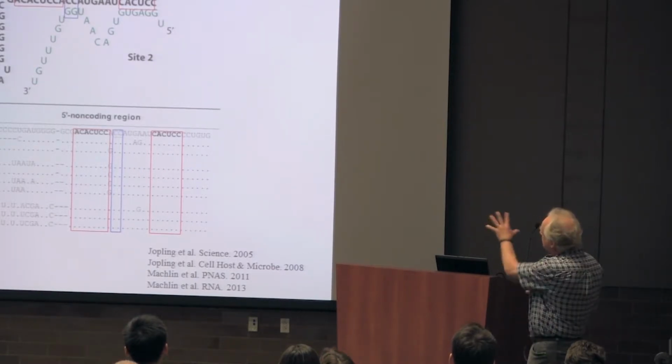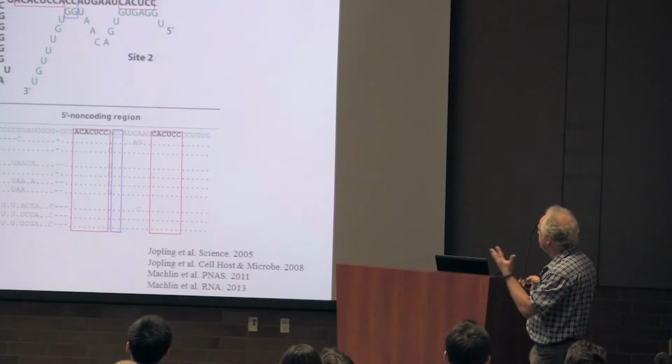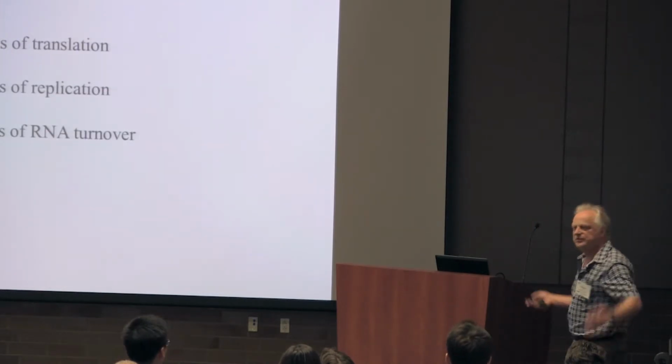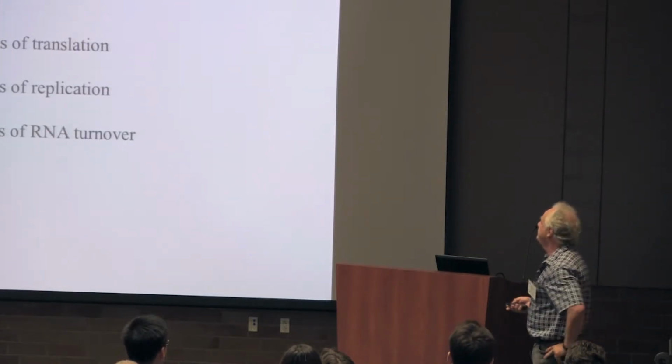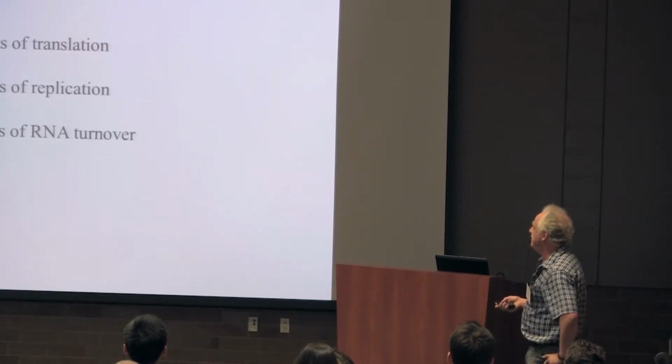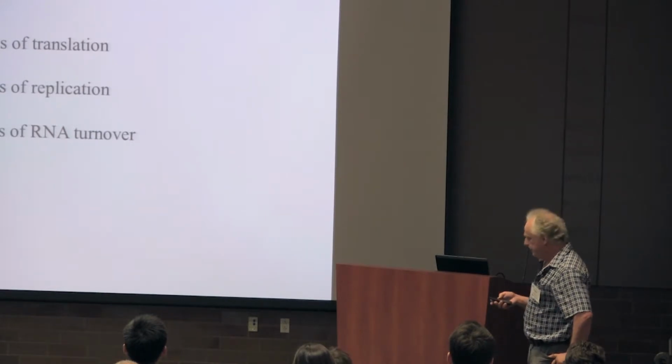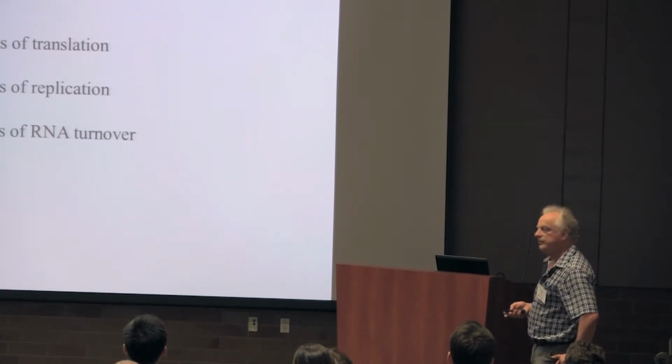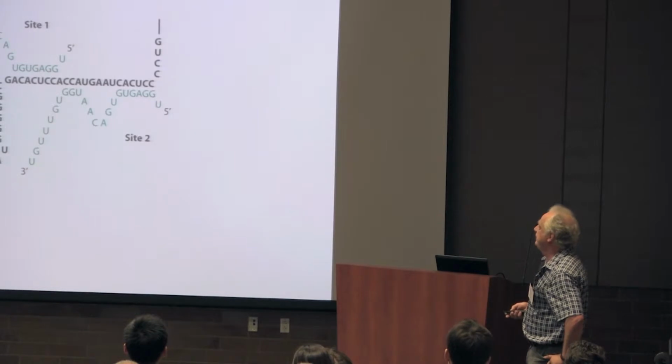Alright, so we have this complex and we identified it and we asked the question, so what's the mechanism? By what mechanism does microRNA-122 enhance HCV RNA abundance? You can think about translation, replication, RNA turnover. And it turns out that it's actually RNA turnover. So it really protects the viral RNA.